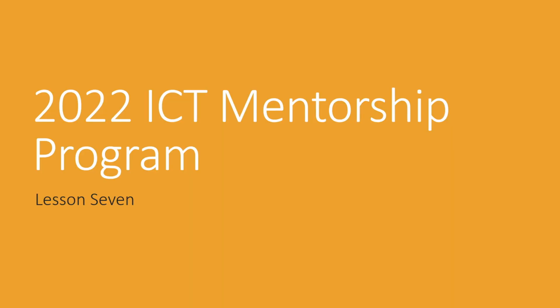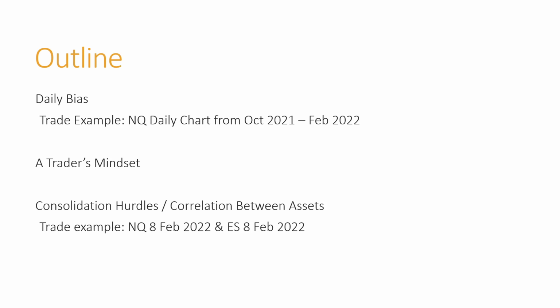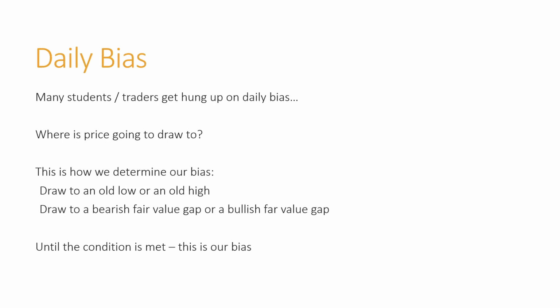Today's video is Lesson 7 of ICT's Mentorship Program for 2022. And the outline for today's video is starting with daily bias and using the NASDAQ daily chart for the trade example. The next section is on a trader's mindset, and then the last section we'll be covering is consolidation hurdles and correlation between assets.